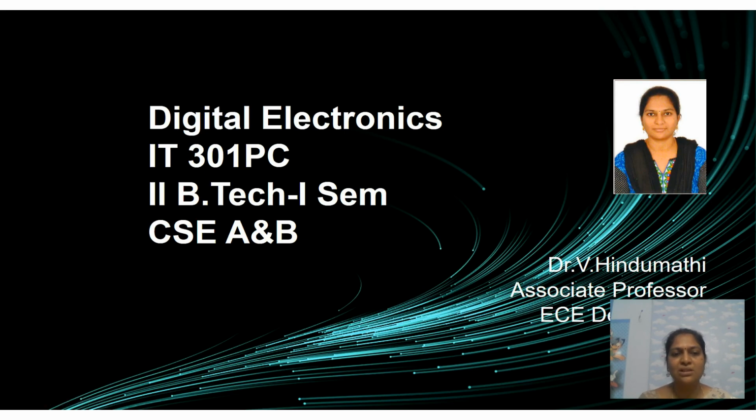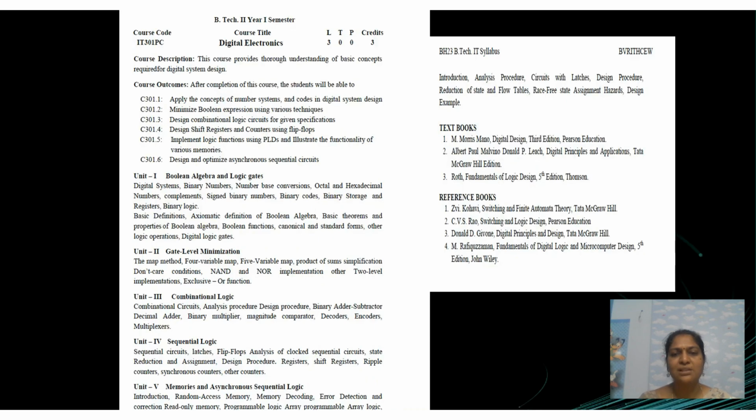So the digital electronics subject code is IT301 PC and it is a second year BTech first semester subject, belongs to CSC branch. So this is the syllabus of digital electronics. If you once go through this syllabus, it consists of 5 units. Unit 1 is Boolean algebra and logic gates, and Unit 2 is gate level minimization. Unit 3 is combinational logic. Unit 4 is sequential logic, and Unit 5 deals with memories and asynchronous sequential logic.